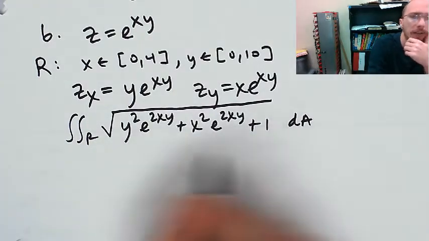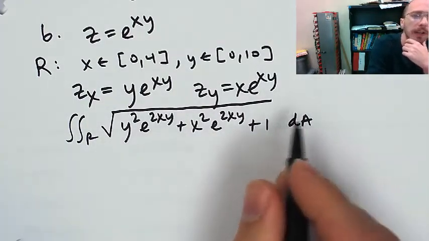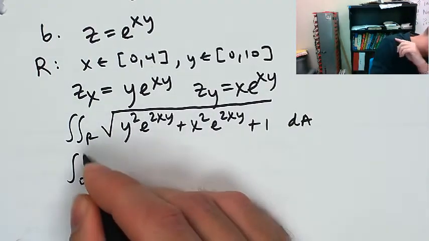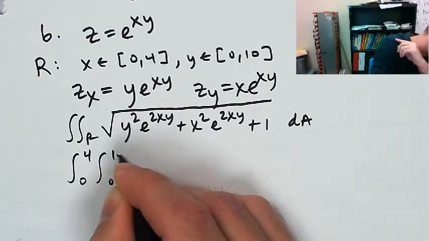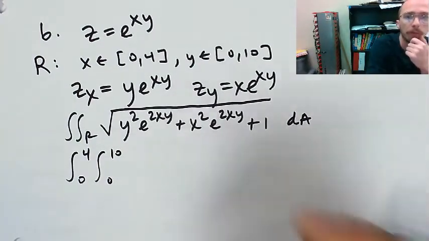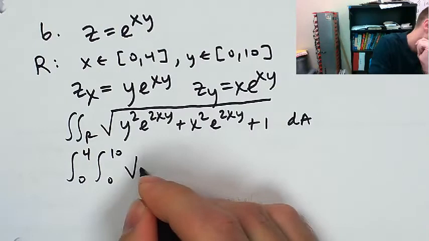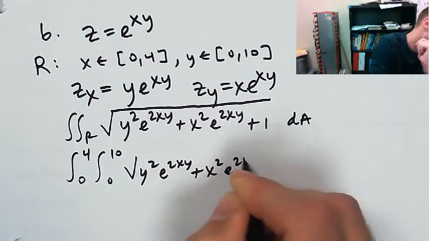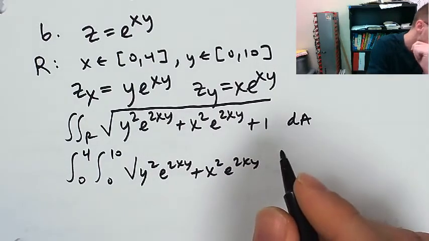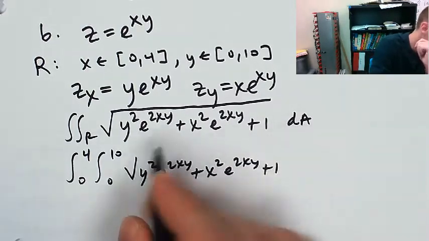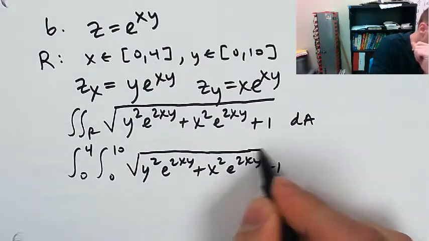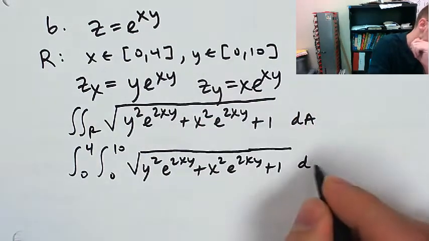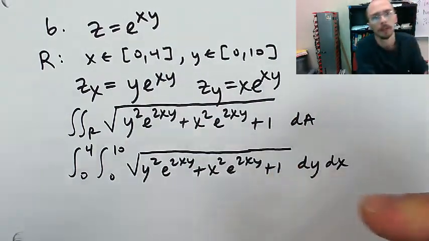Okay, but this is not as good of a double integral as I could write, right? I could put these bounds in as well. So that would be as x runs from 0 to 4 and y goes from 0 to 10. You could do it in the opposite order. You just need the opposite order of dx and dy over here. Square root of y squared e to the 2xy plus x squared e to the 2xy plus 1, dy and then dx. And that's all I got for you.